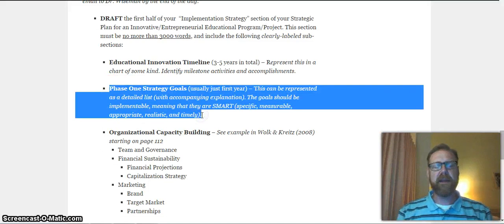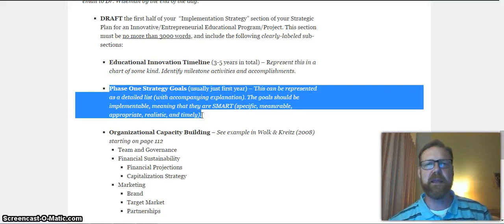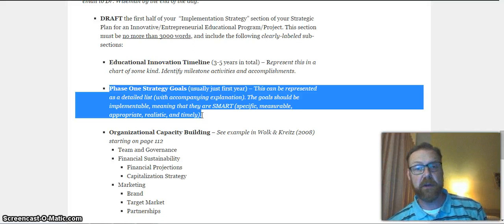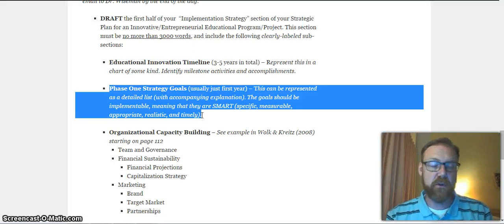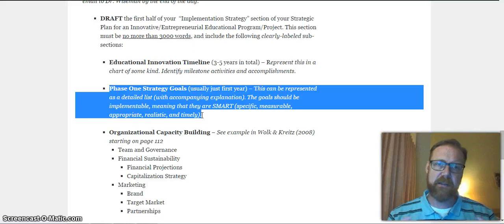What I wanted to talk about, though, a little bit was this phase one strategy goals. And I want to talk about it in some terms that might be familiar to you. I want to talk a little bit more about SMART objectives or SMART goals. And I want to talk about tying that to the need. So I think that's important to recognize as you're moving forward that your goals or your objectives be tied back to that need statement, because you want to make sure everything is smooth.